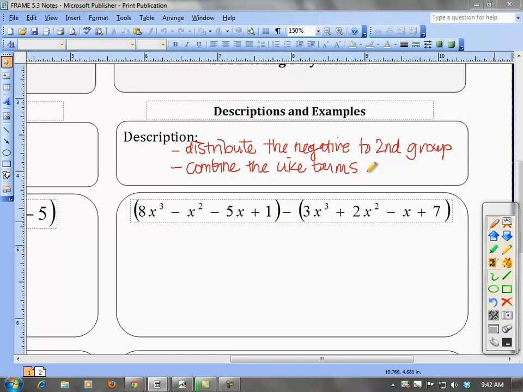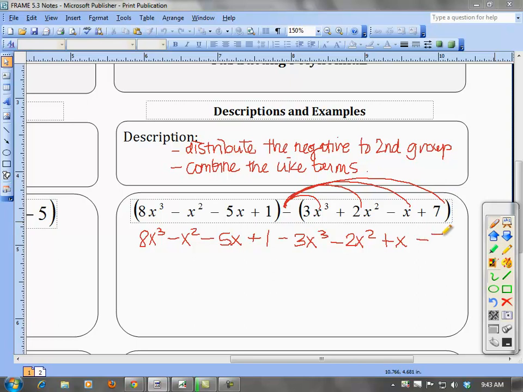Okay, so I'm going to rewrite my first one because I don't have anything in front of it. So I've got an 8x cubed minus an x squared minus 5x plus 1. This negative now is going to get distributed. So negative 3x cubed. The negative gets distributed here. So a negative 2x squared. Distribute the negative again. A negative and a negative makes a positive x. And a negative and a 7 makes minus 7.